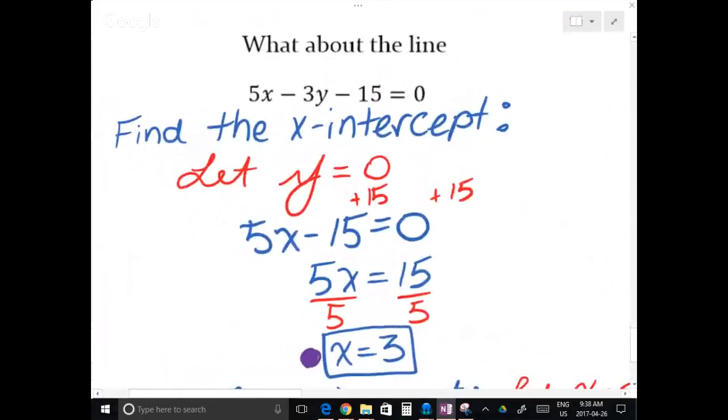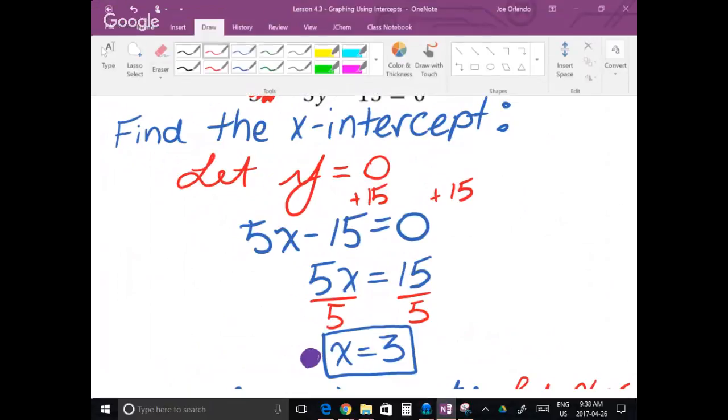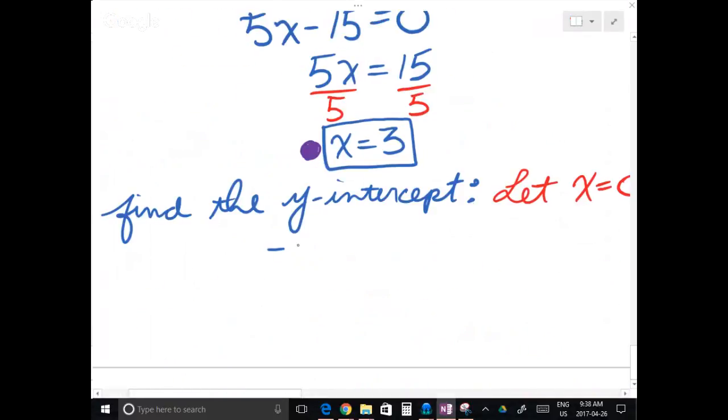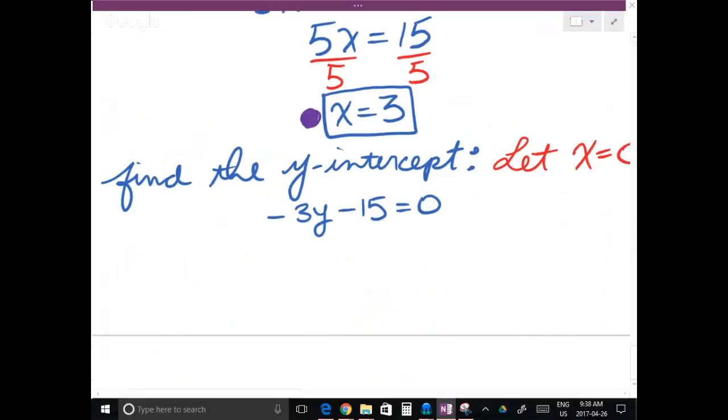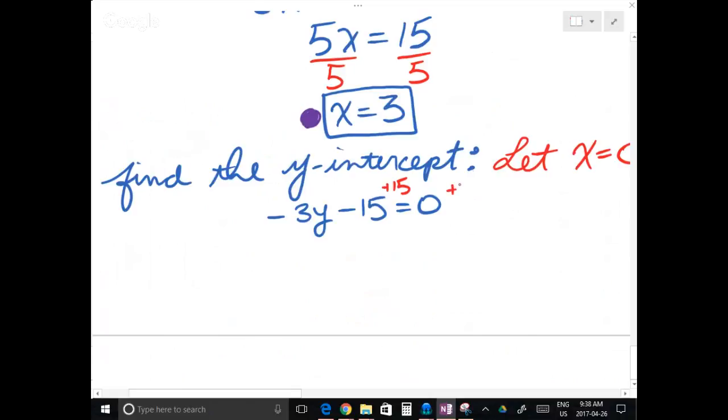What term disappears now? 5x, because that's just 0. What are we left with? Negative 3y. Good. So negative 3y minus 15 is equal to 0, is what remains. And how would you solve this? Yes, you would. I'm assuming you said add 15 to both sides. You got it. And what line does that give us? What do we have now? Minus 3y equals 15. Very good.